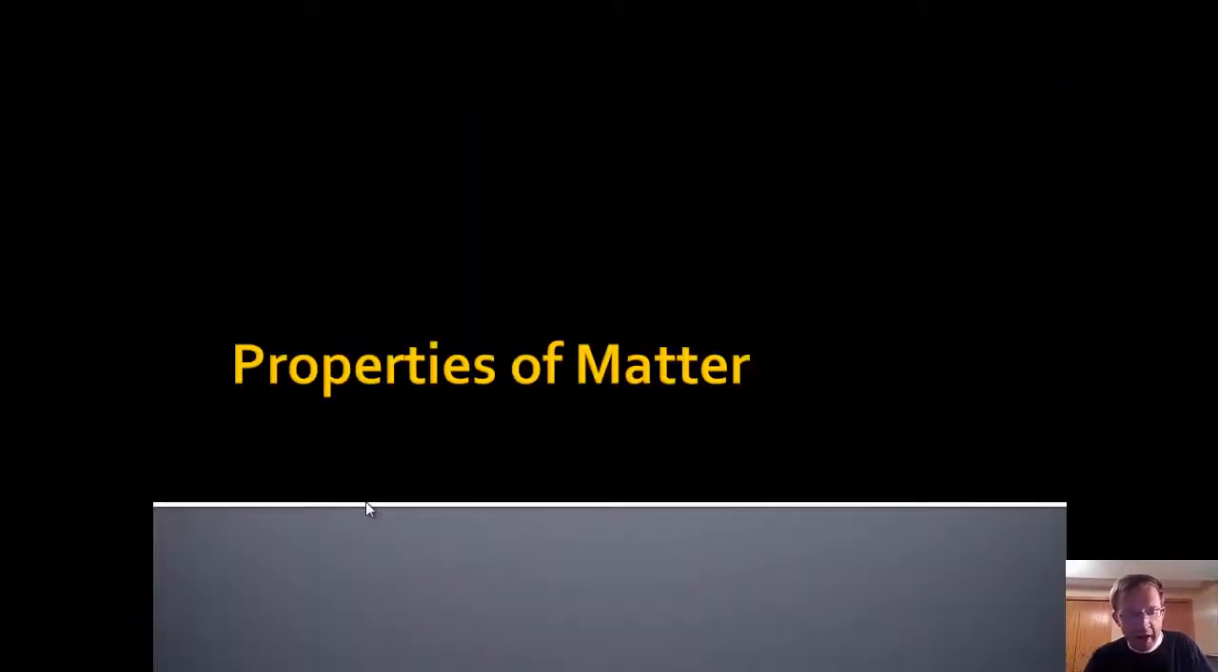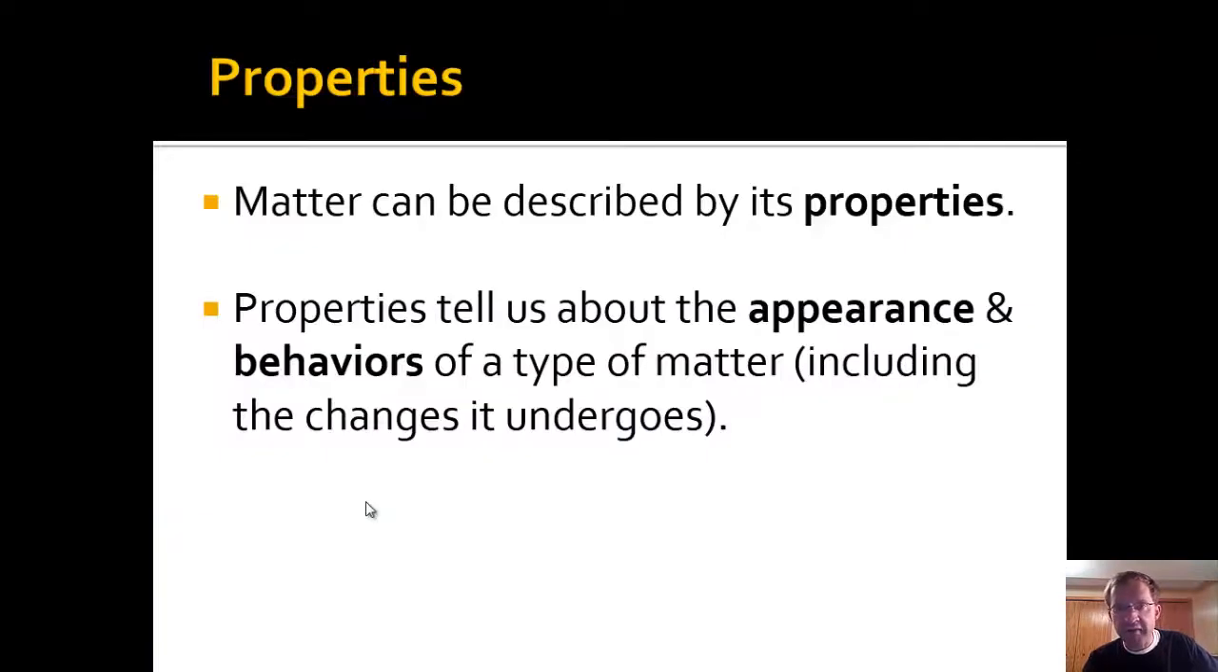Well, we'll look at properties last. Properties are fairly straightforward, and they're basically just characteristics of matter. So we can describe matter by talking about its properties. More or less, it describes the appearance of matter or a material, or it describes the behaviors of a type of material. And so that might describe any of those changes that it goes through. How does it melt? How does it react? How does it boil? How does it dissolve? All kinds of changes that can be described by the properties of a material.